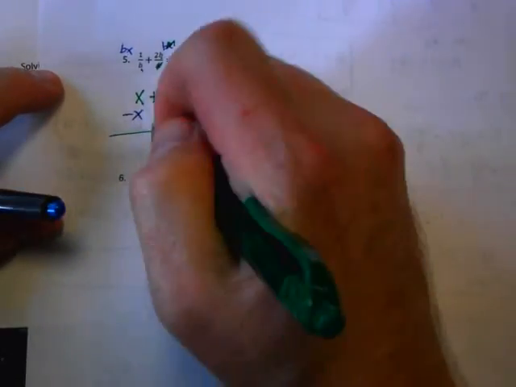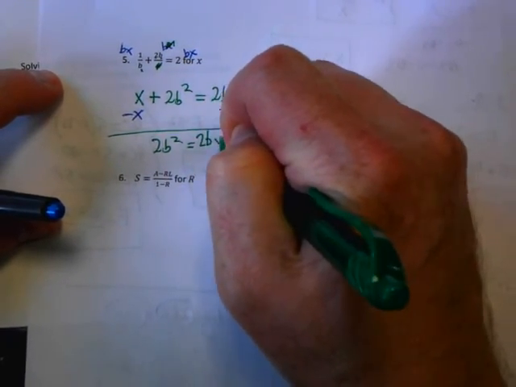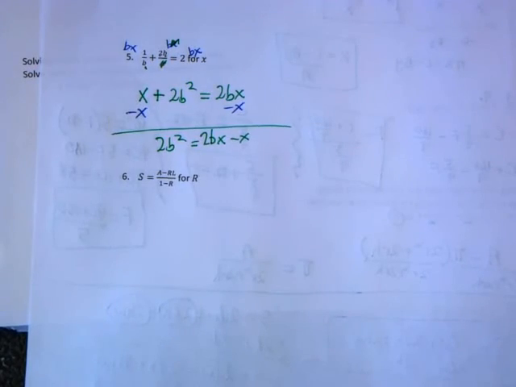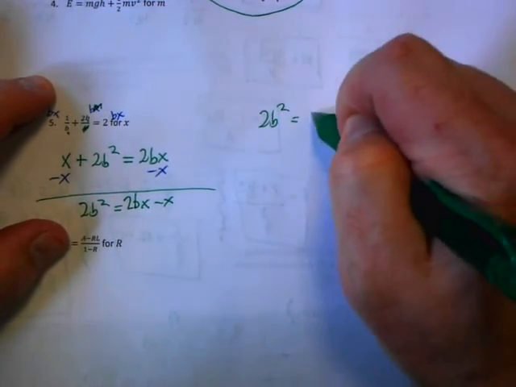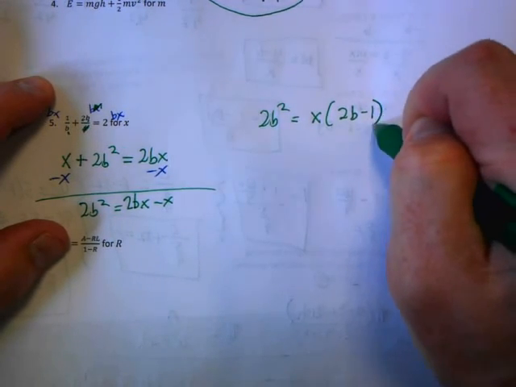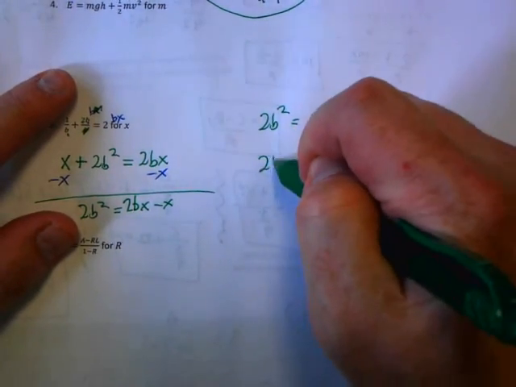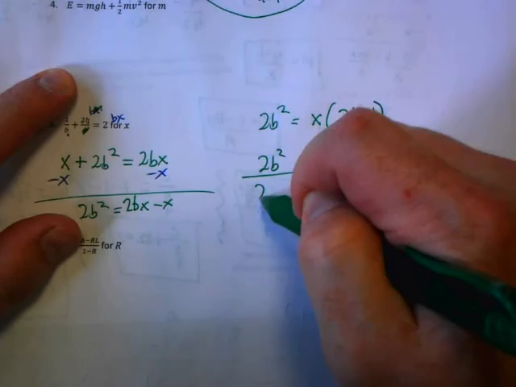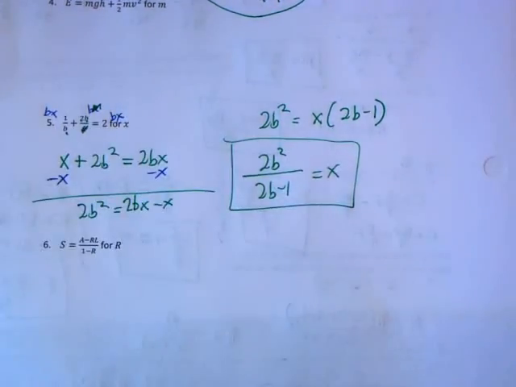2b squared equals 2bx minus x. Why do we want all the x's together on one side? So we can factor. 2b squared equals x times 2b minus 1. Don't forget the minus 1 there, that's easy to do. Finally, we divide. Our final answer is going to be 2b squared over 2b minus 1 equals x. Questions on that?